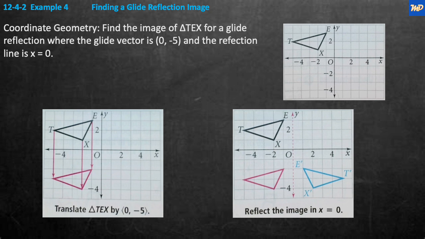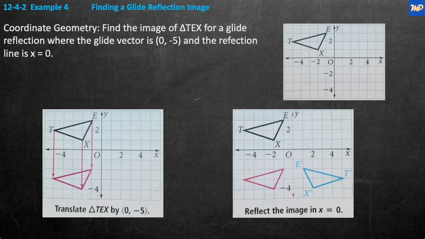Okay, so we start on the left hand side with TEX, and the first thing we're going to do is this glide vector, where we take 0 movement in x, but -5 on y. So all three vertices are going to move 0 in x, but they're all going to move -5 in y. That's what you see going on here.